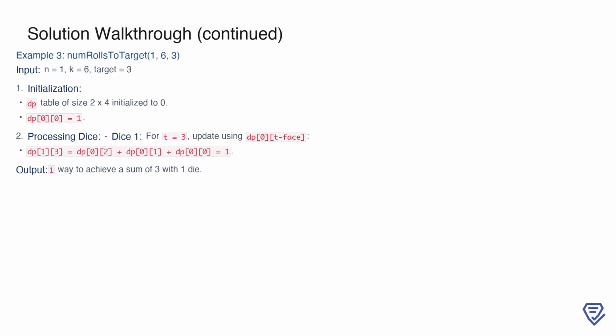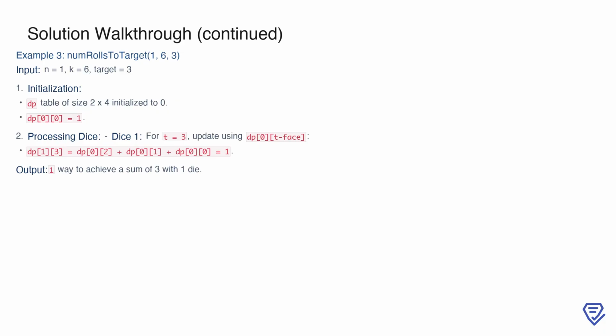Now, we consider a simpler case with only one 6-sided die and a target sum of 3. As usual, we start by initializing a dp table. This time, the table has dimensions 2x4 to account for one die and a maximum target sum of 3. We set dp[0][0] equals 1 as the base case, indicating one way to achieve a sum of 0 with 0 dice. For the single die, we calculate the number of ways to achieve the target sum of 3.